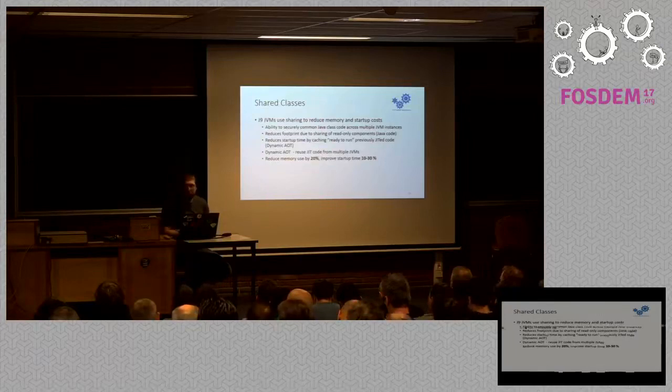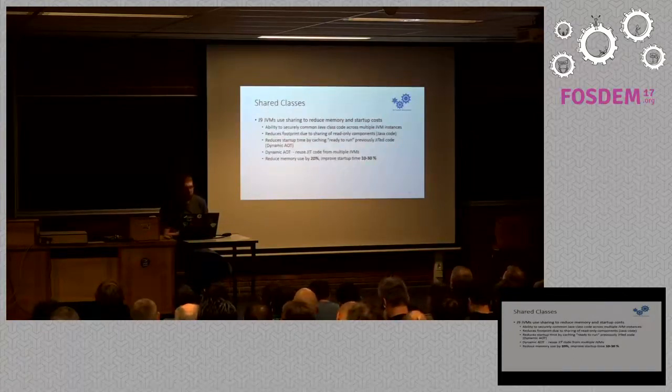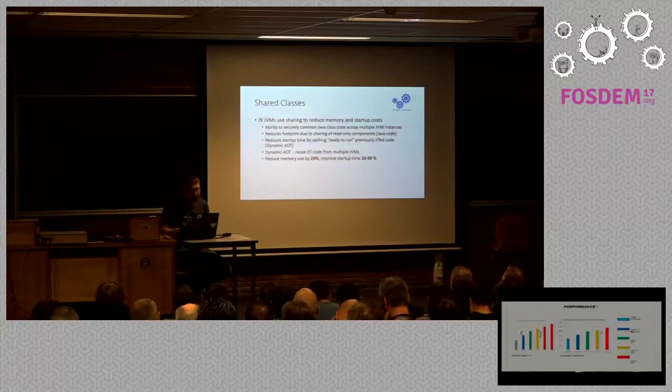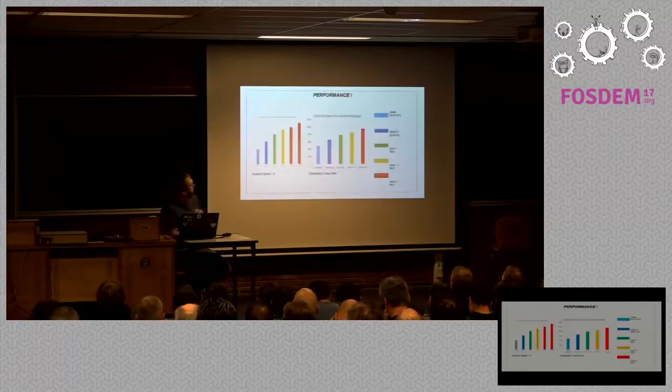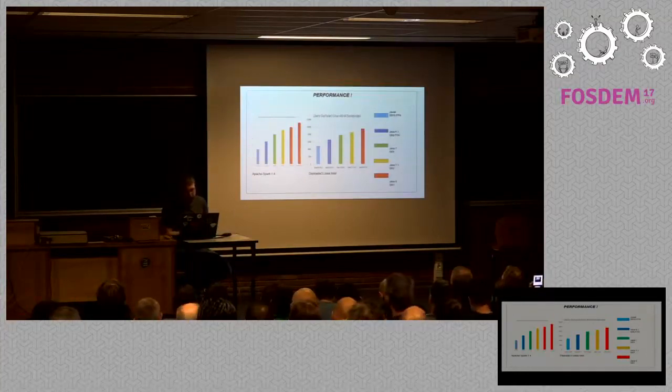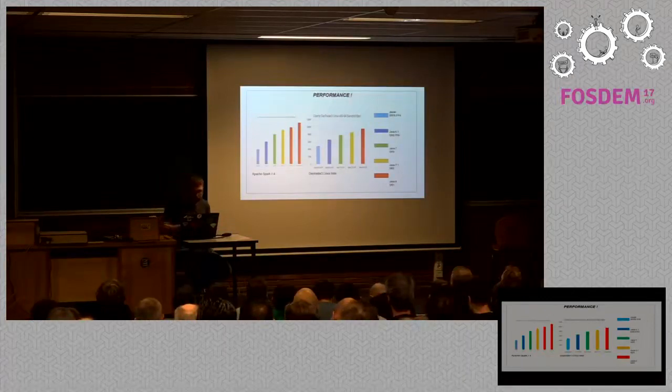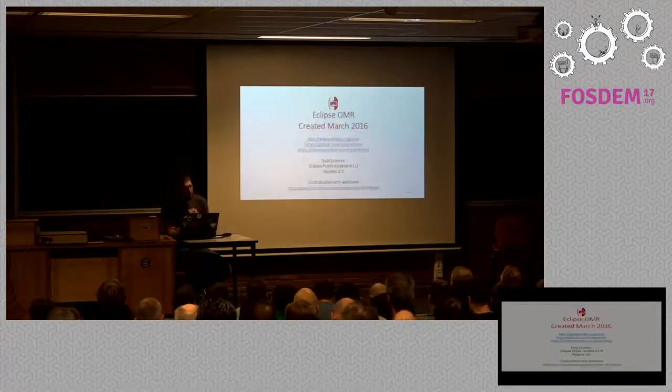Here, the memory footprint is reduced by about 20%, and usually you can get about 10 to 30% in startup speed by storing your AOT code and ROM classes in the shared classes cache. An obligatory performance chart. This is just some performance numbers over the different Java releases, showing that IBM is really focused on the performance of this, and that's going to be a continued thing for us as we move forward. So, quickly on to Eclipse OMR.